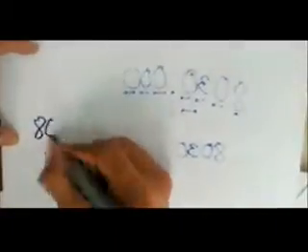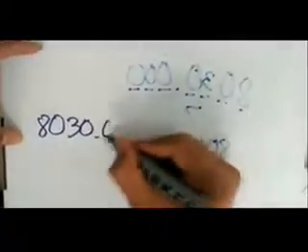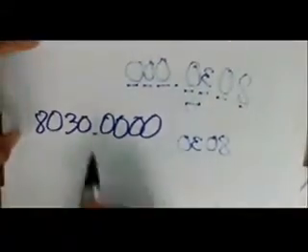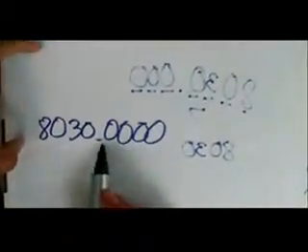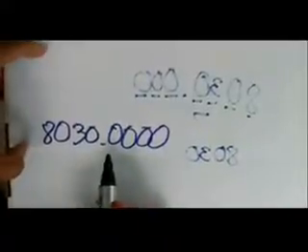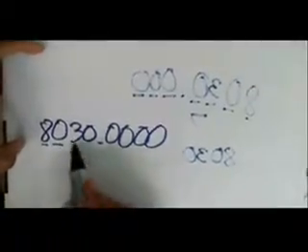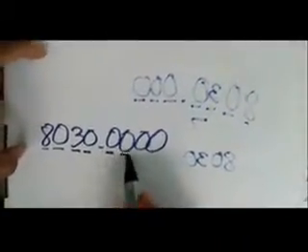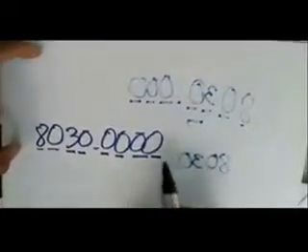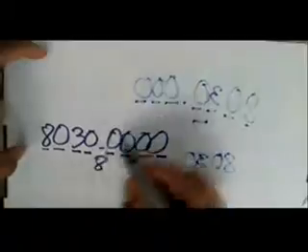So let's proceed to the fourth rule. Trailing zeros are sometimes significant and sometimes non-significant. Trailing zeros are significant when they are needed to hold a decimal point. For example, 8030.0000. These numbers have trailing zeros but are considered significant figures. So let's count all the significant figures. 1, 2, 3, 4, 5, 6, 7, 8. There are 8 significant figures because of the presence of a decimal point.